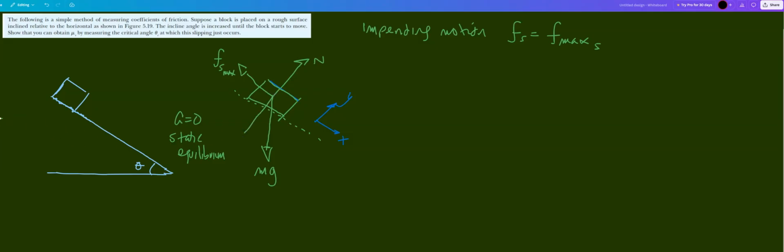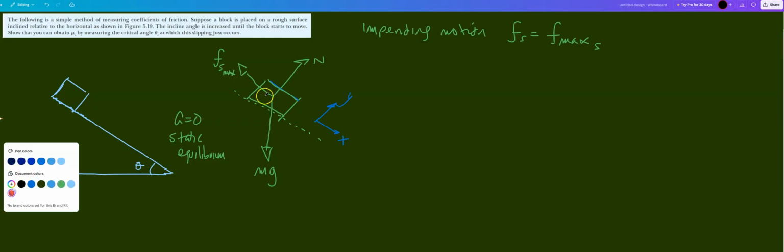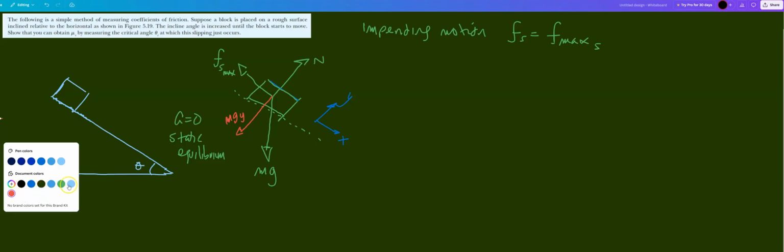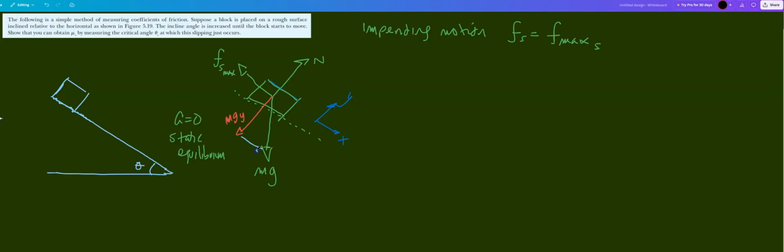I want it red. I'm going to decompose it into one force parallel to y, like this, and this is going to be my weight in the y-axis, and a force parallel to x, which is here. This is going to be my weight in the x-axis. This is 90 degrees. I don't need this vector anymore.